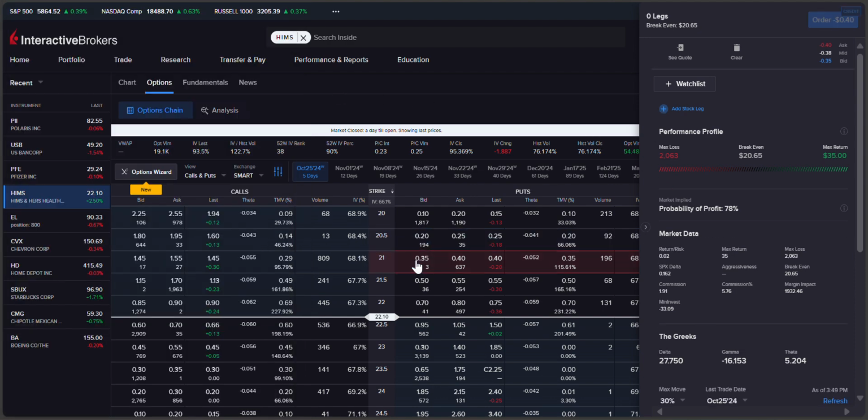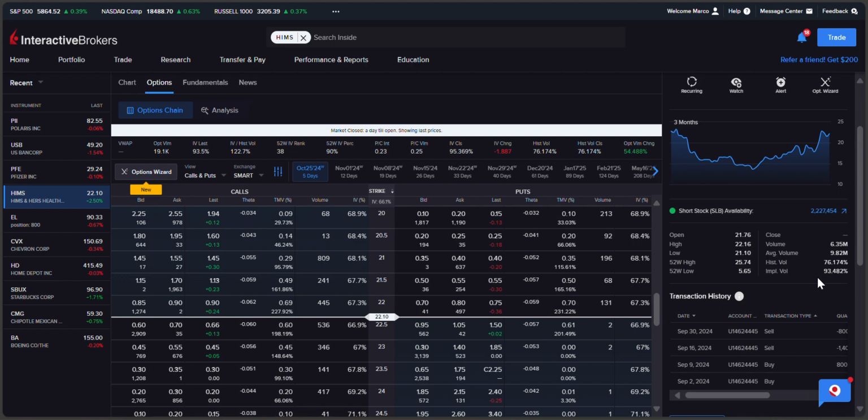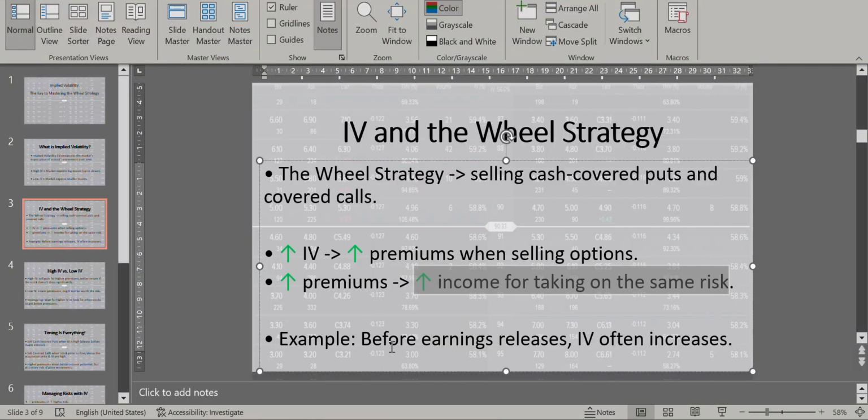We would keep the premium and we would have an annualized return of around 100%. So as you can see, just because volatility reflected in the premiums is quite high. And so yeah, basically this is one of the examples that I wanted to show you. For example, as I mentioned before, earnings release IV often increases, and this is done for the same level of risk. And so this is where you need to consider the IV when it comes to selling options for the wheel strategy, because you are doing this all the time, selling puts and then selling calls, selling puts, selling calls, all the time.